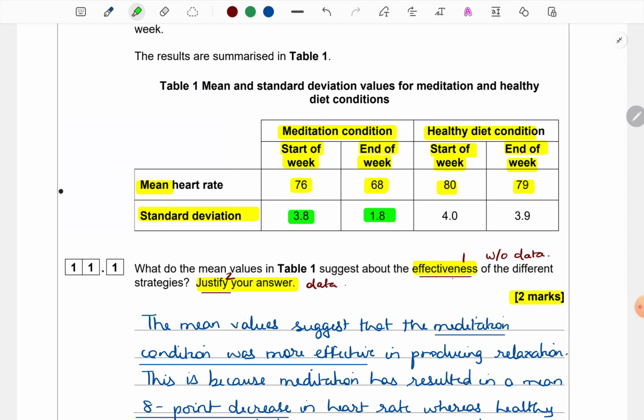Standard deviation suggests variability or spread of scores. Typically, how different are scores from the mean value? So at the start of the week, the scores are quite different from the mean value.